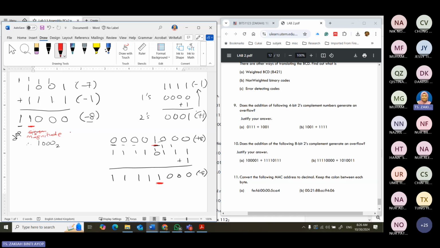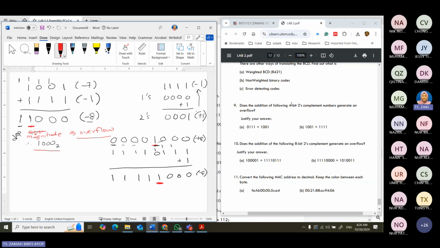So in any case, this is an overflow. So do we need to produce this answer, 1000? No. You cannot use this as an actual answer. You just need to write it is an overflow, because this bit has changed from a sign to become a magnitude. Okay, so that's how you need to answer.